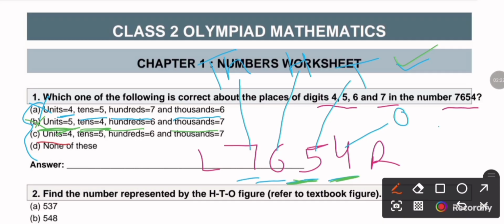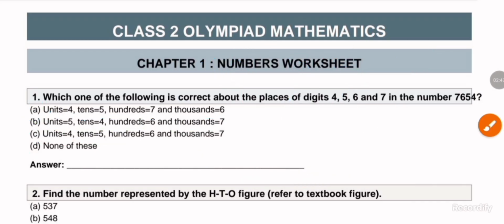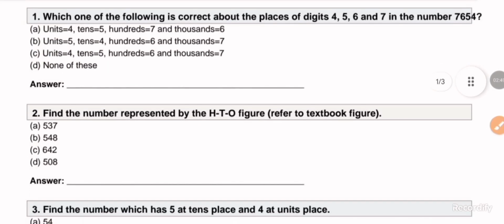Next, option C. 4 is present at 1's place. See the answer, 4 is present at 1's place. 5 is present at 10's place, yes, of course. 6 is present at 100's place. 7 is present at 1000's place. So the correct option is C. Go through to the next question.